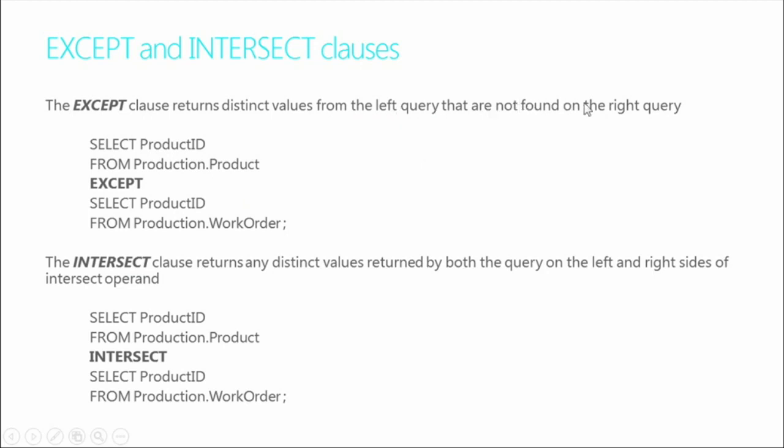From the left query that are not found in the right query. So the EXCEPT is return distinct values from the products table that are not found in the work order table. This one down here says return both the individual information, distinct values again, not everything, but distinct, by both information that's distinct in the left and the right sides of the INTERSECT operand. So anything that's distinct in product and work order will show up in that second one.